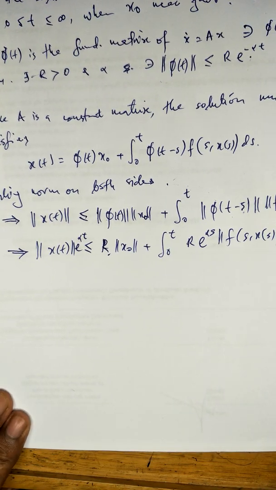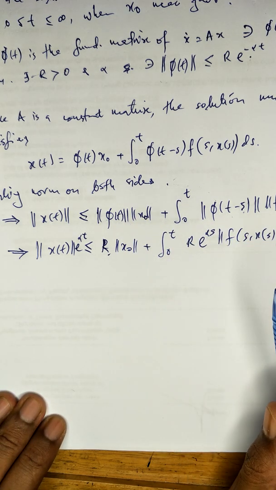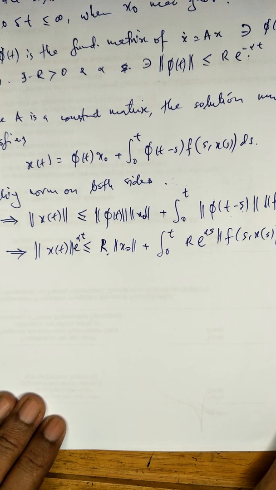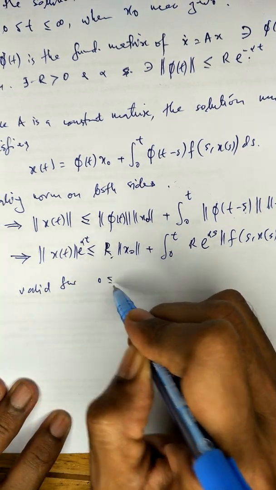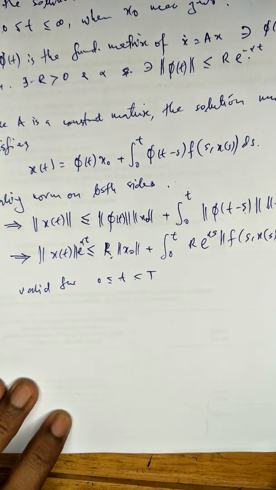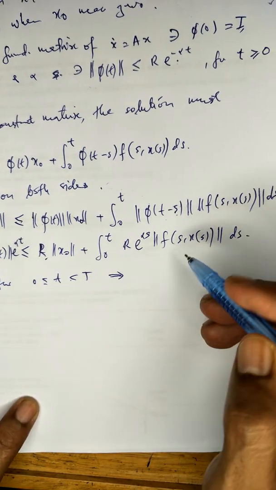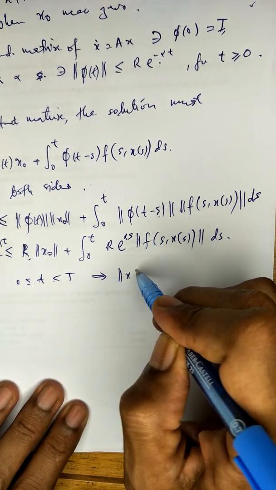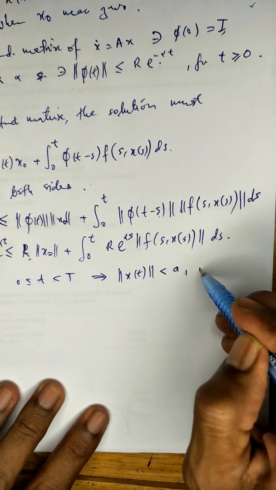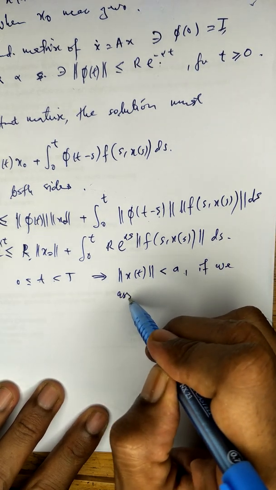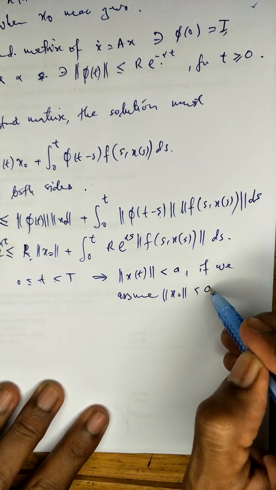The first relation and second relation are certainly valid for any interval of t. This relation is valid for any t for which we have the norm of x(t) less than some number a. So if we assume the norm of x naught is less than that a.